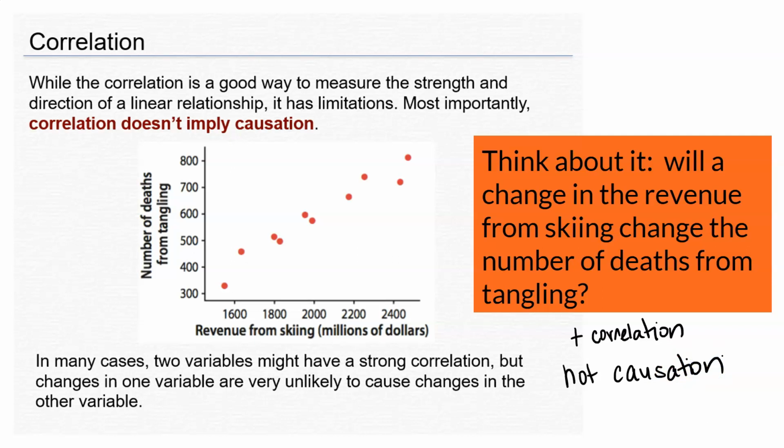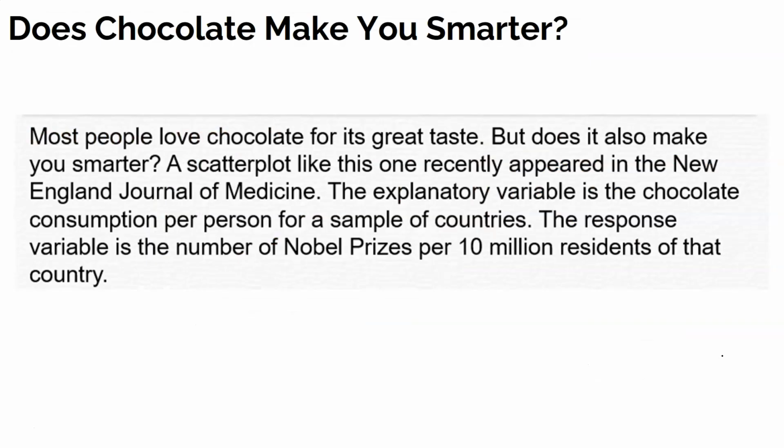One of these things cannot cause the other. They are correlated in some way for some reason, maybe based on some other variable, but we cannot say that one causes the other. That is not what that means. Let's look at another example of this.